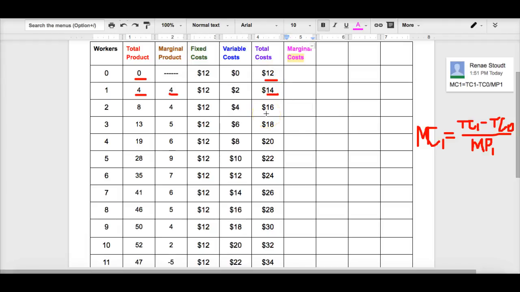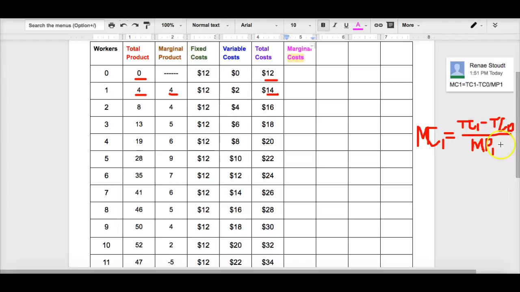But the problem is that we have to divide by marginal product, for example, 4, because 14 minus 12 will give us 2, but that's the cost of making 4 more airplanes. Marginal cost is looking at how much it costs us to produce 1 more airplane. So we have to divide by however many airplanes we were able to produce when we added that 1 worker. So that's why we're going to take total cost 1 minus total cost 0 divided by marginal product at 1 worker. All right, so we're going to give this a shot.